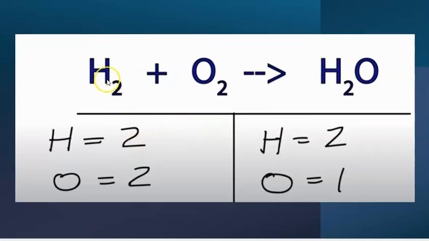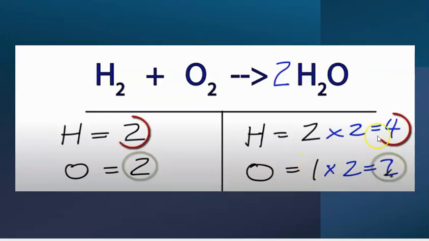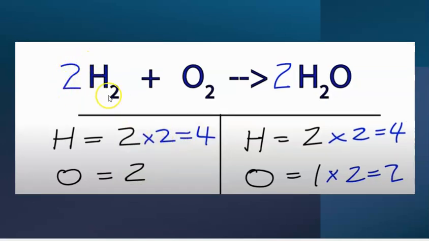In this case, I have 2 atoms of hydrogen and 2 atoms of oxygen. And here 2 of hydrogen and only 1 of oxygen. What should I do? Well, if I multiply here by 2, I will have 2 oxygen on both sides. But the hydrogen is also affected, so 2 times 2, I will have 4 hydrogen. And here I have only 2. What should I do? I multiply by 2, and then I will have 4 hydrogen, 2 oxygen, 2 oxygen, and I consider the equation balanced.